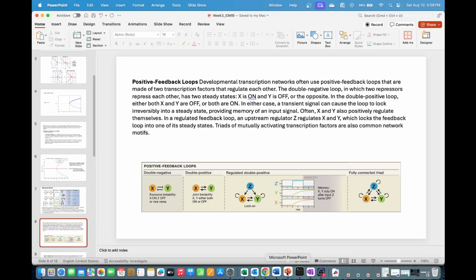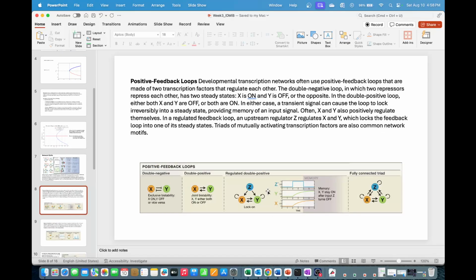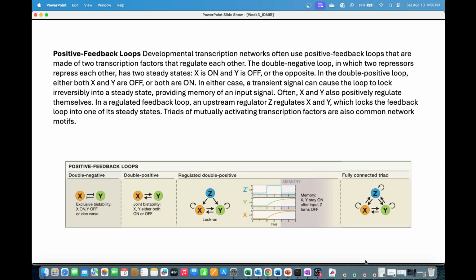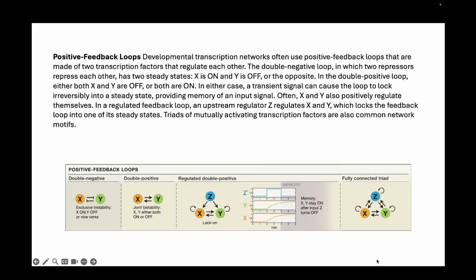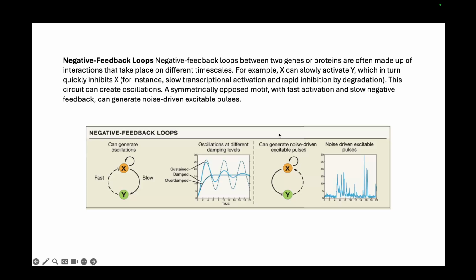Okay, now moving back. Yeah, so we talked about positive feedback loops, same with negative feedback loops as well. Negative feedback loops between two genes or proteins are often made up of interactions that take place on different time scales. For example, X can slowly activate Y, which in turn quickly inhibits X. This can happen. So these time periods are also important.